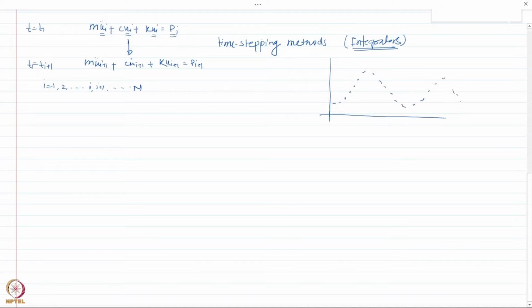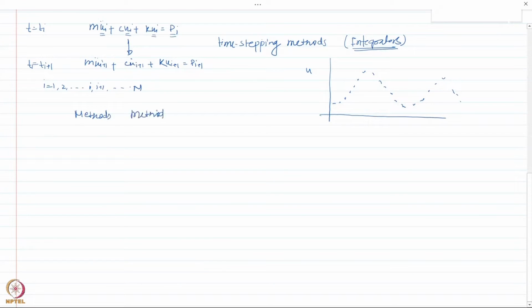Okay, and this is what our goal is. Through these chapters we are going to be discussing methods through which we can go from state t equal to ti to state t equal to ti plus 1, and through that we are going to obtain the response. Now the question comes, why are there methods, not a single method?